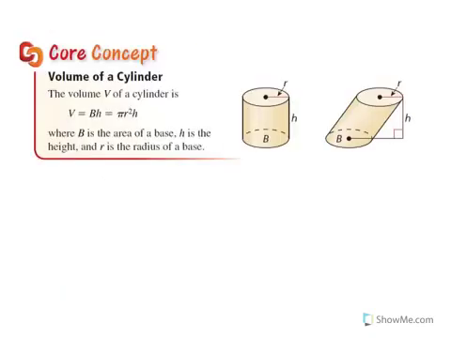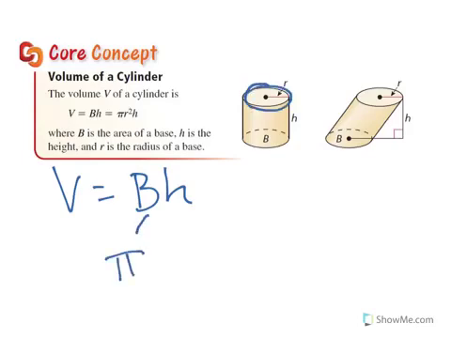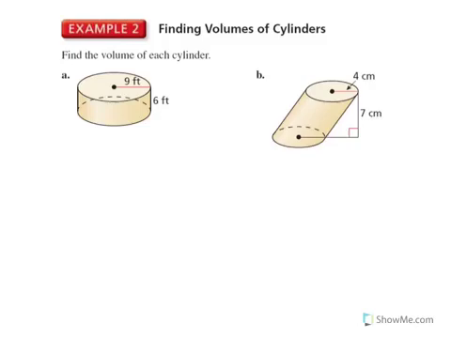Okay, then we have the volume of a cylinder. The volume of the cylinder is same formula. Volume of the cylinder is area of the base times the height, and we think how do we find the area of a circle? Because our base on our cylinders is going to be a circle. Area of a circle is pi r squared. So basically what we're saying is pi r squared times the height. Let's try some.